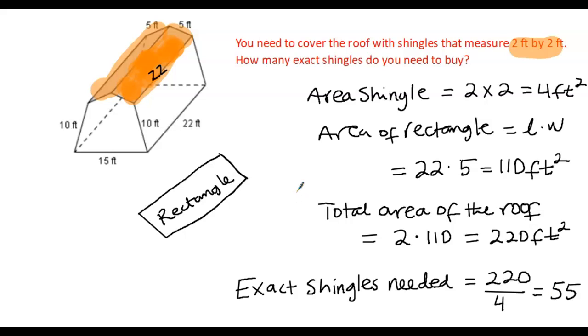Here they were looking for exact, so we didn't actually estimate a little over in case some of them mess up. Here they needed exact, so the exact is going to be 55. But if it is your own building, then you have to buy more than that because some of them might mess up along the line and you need a replacement.